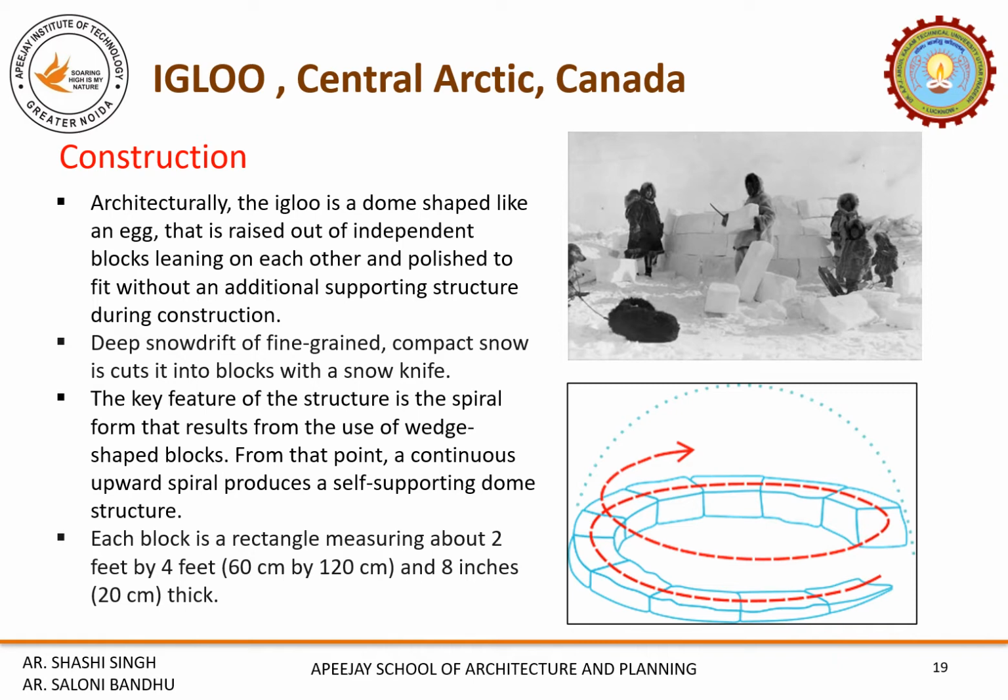The key feature of the structure is the spiral form that results from cutting the blocks in wedge shape. From that point onwards, a continuous upward spiral produces a self-supporting dome structure. This is shown in the picture on the right bottom.